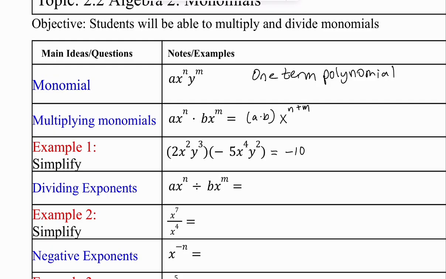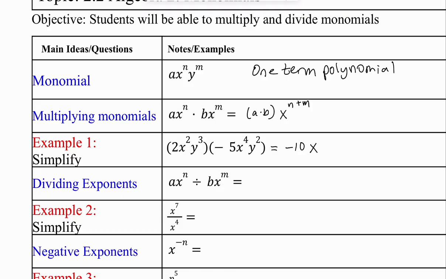And then if you take a look at the x's, think about what we've got. We have 2 of them and 4 of them. We have a total, because we're going to add those exponents, of 6 of those. And then our y, do the same thing. We have 3 of those and 2 of those. We have a total of 5 of those.